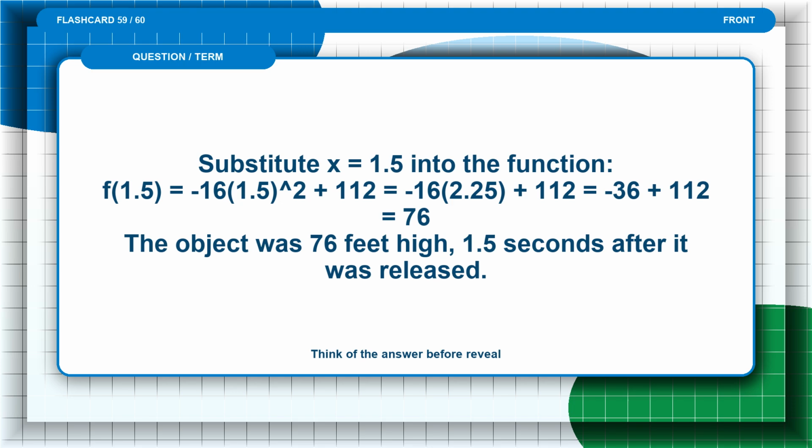Flashcard 59. Substitute x = 1.5 into the function. f(1.5) = -16(1.5)² + 112 = -16(2.25) + 112 = -36 + 112 = 76. The object was 76 feet high 1.5 seconds after it was released. Think of the answer before the reveal.